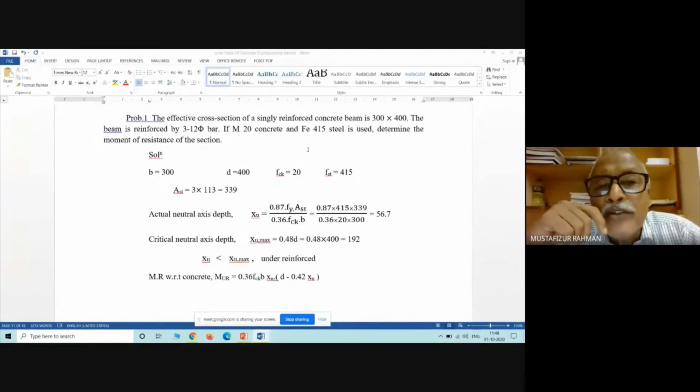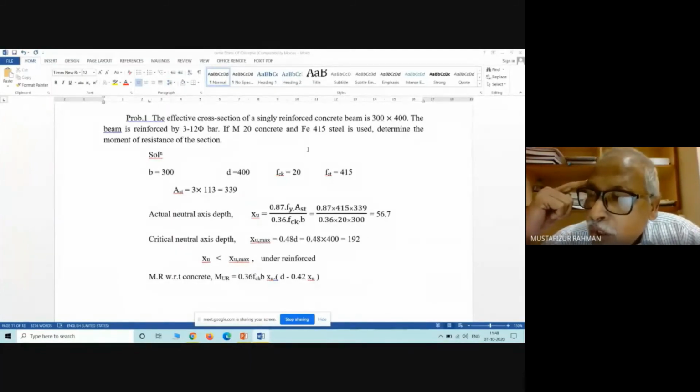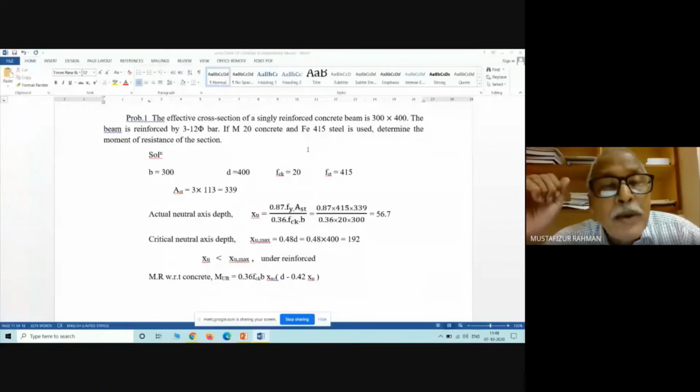The effective cross-section of a single reinforced concrete beam is 300 by 400. The beam is reinforced by, now this is a symbol, three numbers of 12 millimeter Tor steel. This phi represents Tor steel. There are three numbers, diameter is 12. If M20 concrete, Fe415 need not be written, is used to determine the moment of resistance of the section.